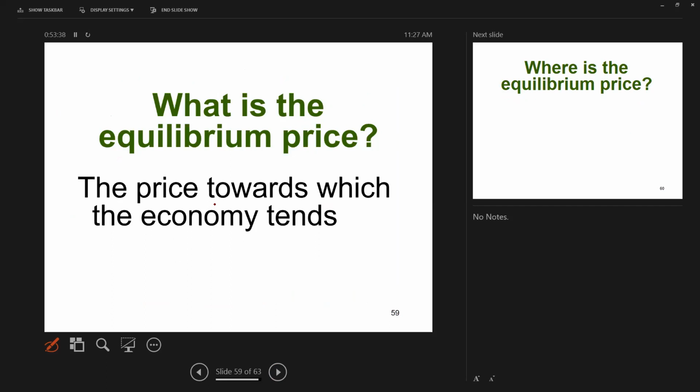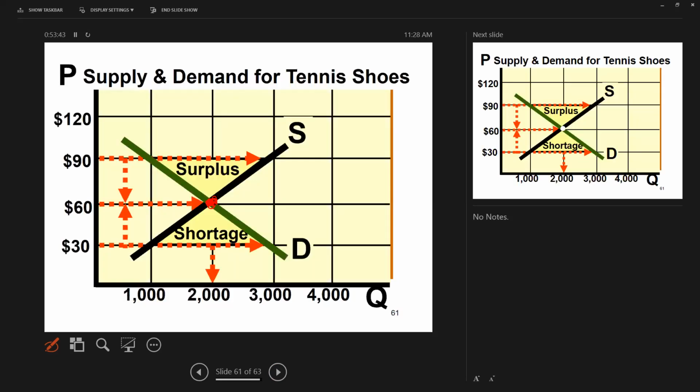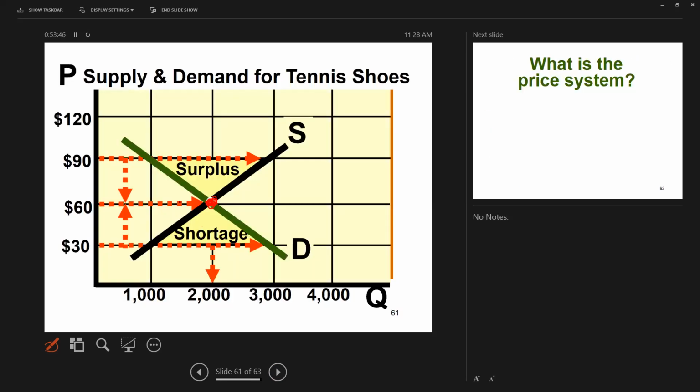When the market has a price equal to the equilibrium price, it is in equilibrium. There's a balance. Quantity demanded, if we trace $60 over to the demand curve, you can see 2,000 units are demanded. If we trace $60 over to the black supply curve, you can see 2,000 units are supplied. Quantity demanded, Q sub D, is equal to quantity supplied. The market is in equilibrium, and equilibrium is a balance.